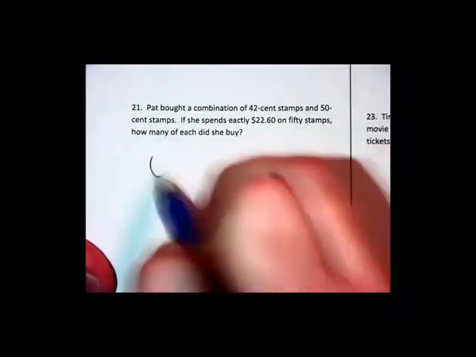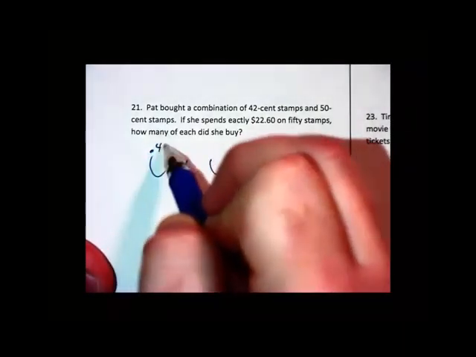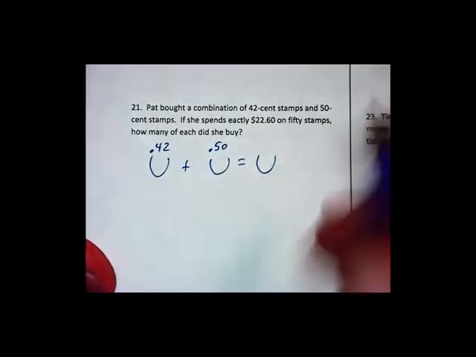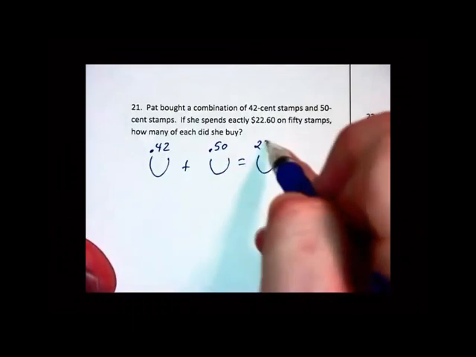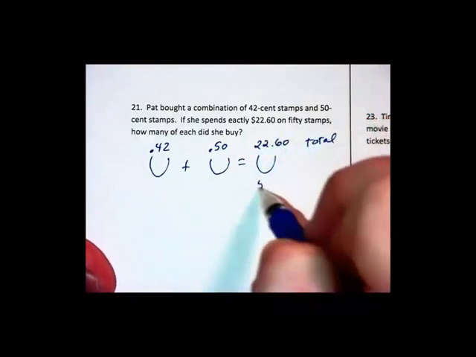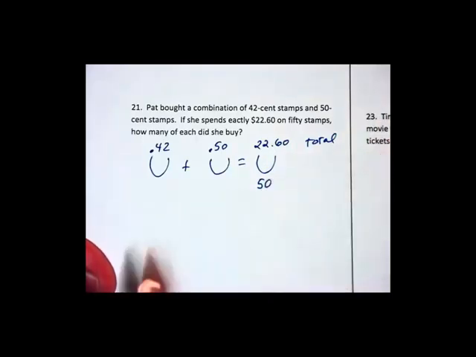Word problem. Pat bought a combination of 42-cent stamps and 50-cent stamps. Okay, it sounds like a mixture problem. We have two different prices that we're mixing together. So I know we don't mix them in bowls, but here we go anyways. We've got 42-cent stamps and we've got 50-cent stamps we're mixing together. She spent a total of $22.60. That is a total on 50 stamps. So 50 is the total number of items, and we want to know how many of each type.